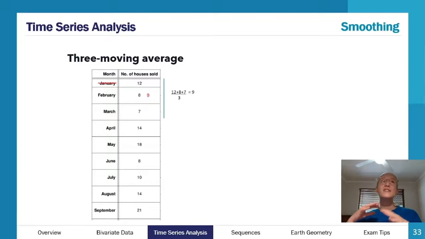And so you can start to see how the process of smoothing plays out. By doing all of this averaging, we're trying to remove the impacts of the irregular fluctuations. I think we have a graph coming up shortly that might help illustrate that as well.